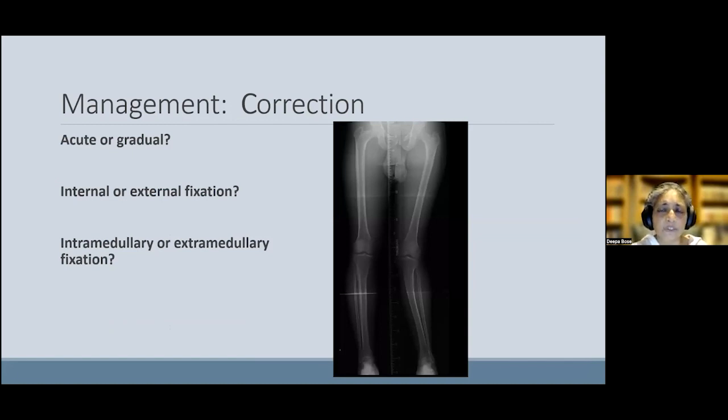Now, once you have achieved your correction, you need to think about how you're going to do it and how you're going to stabilize it. So are you going to do it acutely or gradually? Are you going to use internal or external fixation? And is your internal fixation going to be intra or extramedullary? There are many reasons to choose each of those options, but that is a decision that you have to come to after discussion with your patient.